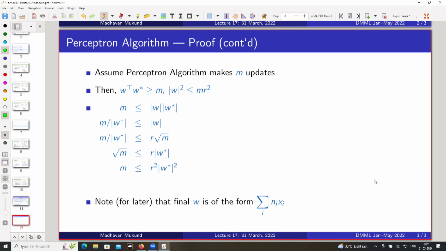So the number of updates that can happen in the perceptron algorithm is upper bounded by this. After at most this many updates, it has to terminate and find some linear separator.